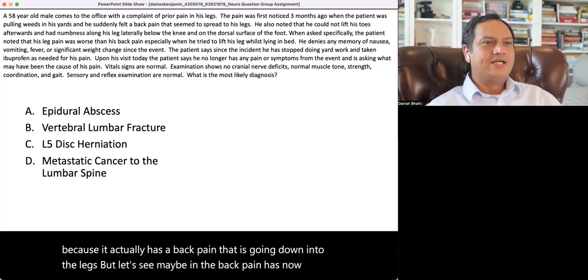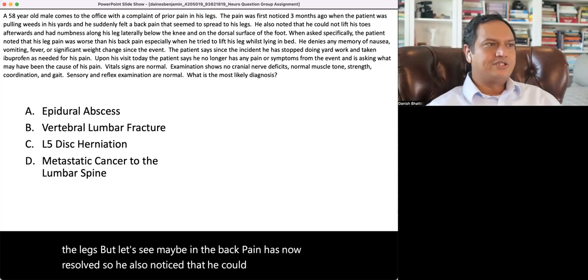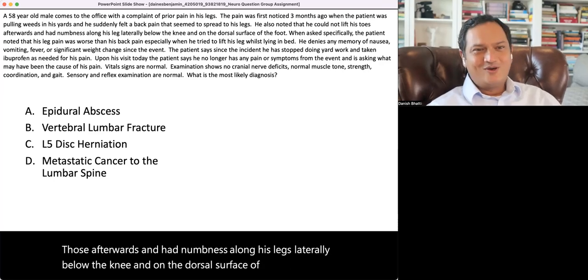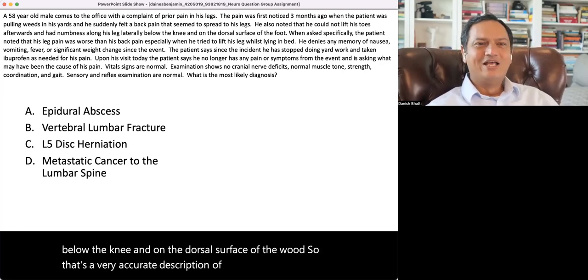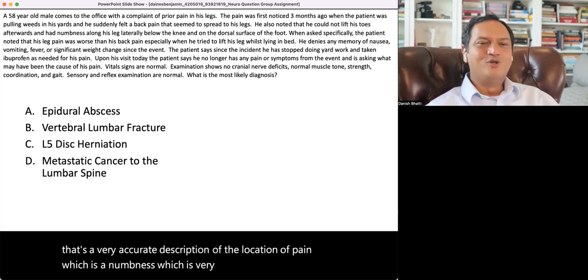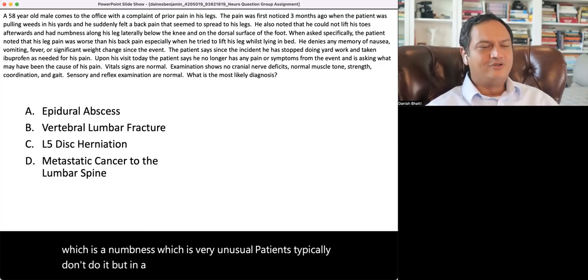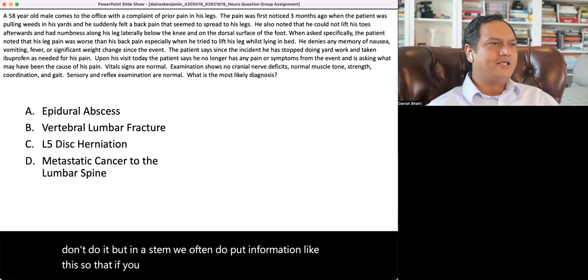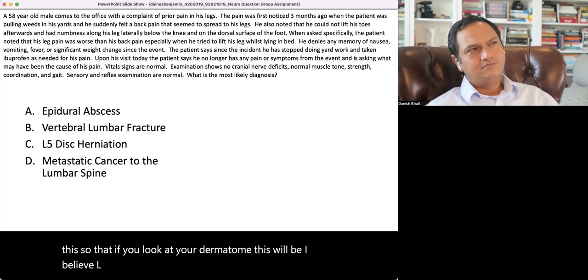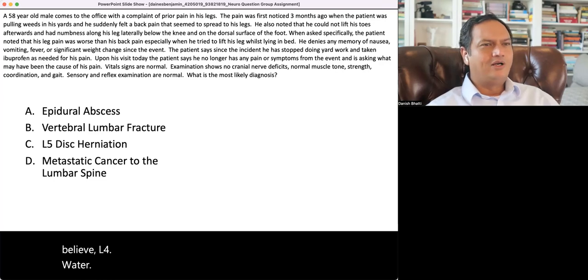So he also noticed that he could not lift his toes afterwards and had numbness along his legs laterally below the knee and on the dorsal surface of the foot. So that's a very accurate description of the location of numbness, which is very unusual. Patients typically don't do it, but in a stem, we often do put information like this. If you look at your dermatome, this will be, I believe, L4 or L5. So very classically over there.